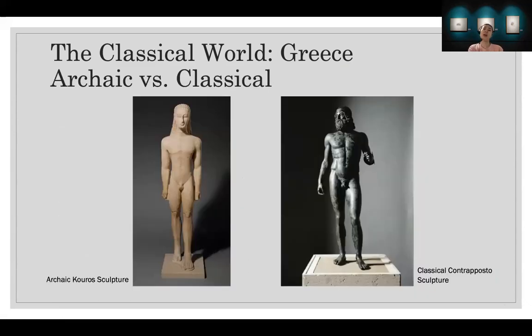So now let's compare these two styles of Greek sculptures. The left one is an archaic period sculpture of Greece, and the right one is a classical period sculpture of Greece. So we can clearly see the differences between these two sculptures, right? So everyone, when you see these two sculptures, what's the difference? One's more detailed than the other. Very good, very good. How about the pose?